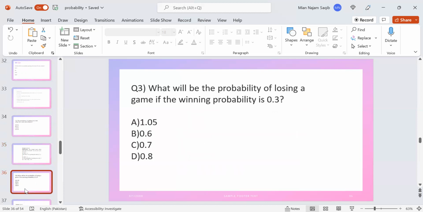And question number 3, what will be the probability of losing a game if the winning probability is 0.3?